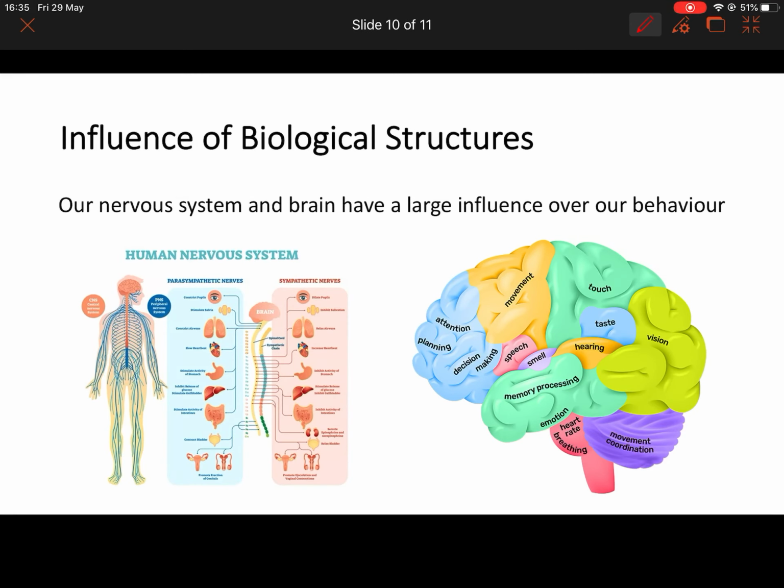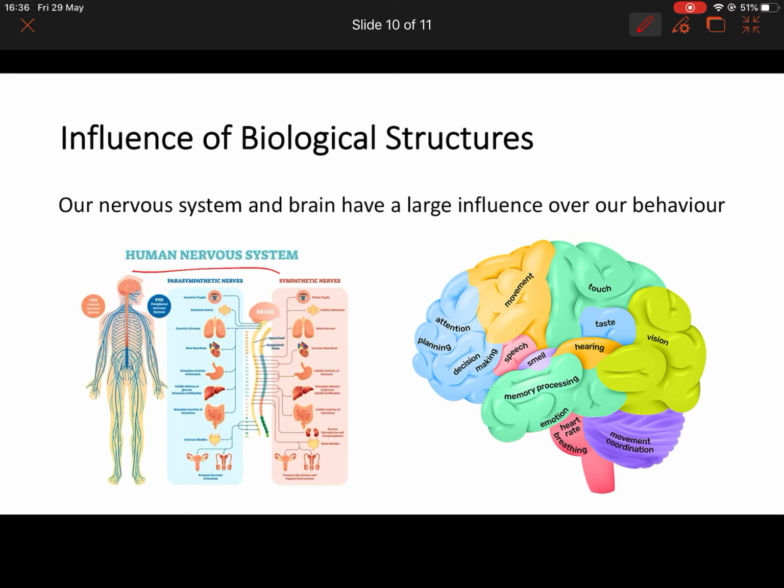Finally, we're going to be looking at the influence of biological structures, followed by the influence of neurochemistry and hormones. So all of this will be just a summary of what you've already learned in biopsychology. Our nervous system and our brain have a large influence over our behaviour. Let's start with the human nervous system.